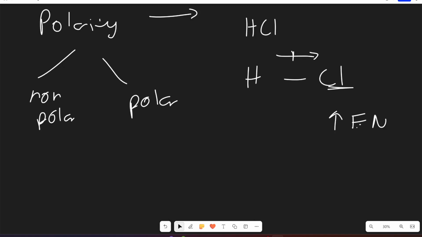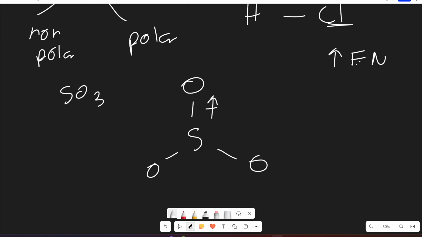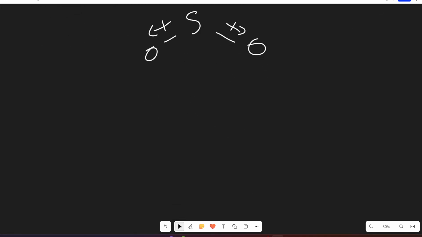Similarly, if I draw something like SO3, I know that S is going to be my central atom and that these O's all have higher electronegativity than the S. So there are going to be dipole moments here, here, and here. This is essentially just the O's pulling the electrons more than the S, which creates that uneven sharing of electrons. So that was just a quick review of polarity and dipole moments.